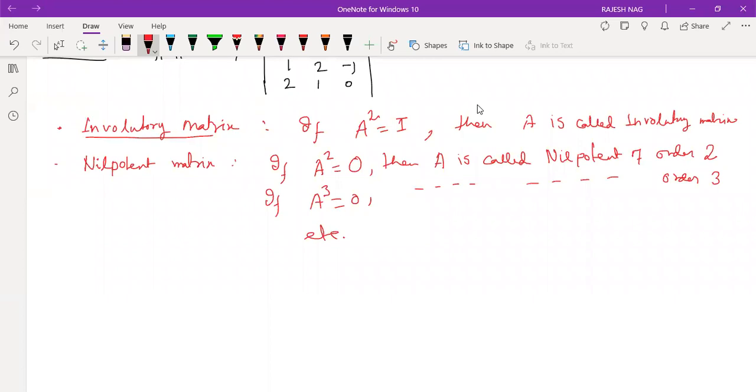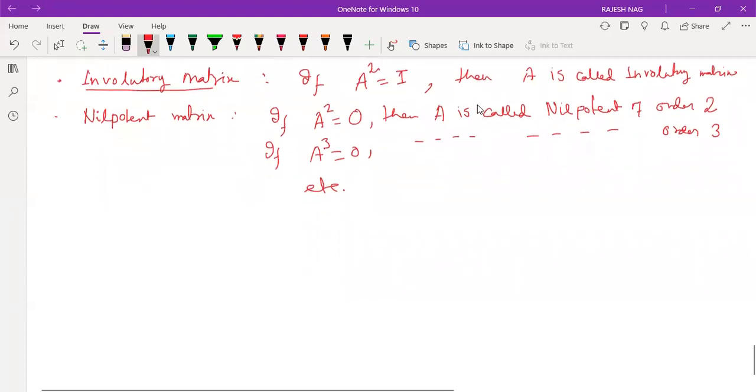So another type of matrix will be there. One is called involutory matrix. That is when A square is equal to I. Only A square, not A cube. Only A square equal to I. Then A is called involutory. For the case of nilpotent, it may be of different order. If A square equal to 0 matrix, then A is nilpotent of order 2. If A cube equal to 0 matrix, nilpotent of order 3, and so on.